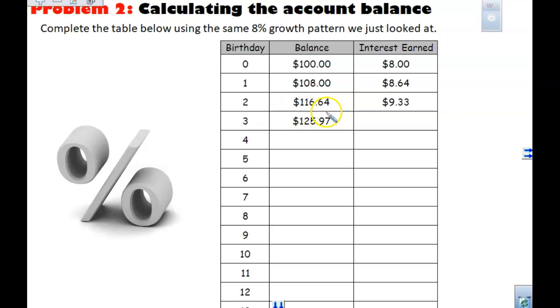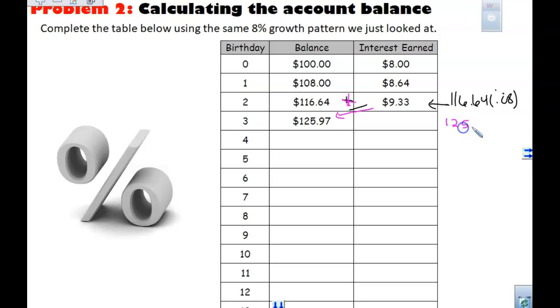So as you look at this table, we are going to be filling this in. So we are right at this point, $116.64. How did we find this amount? We took 116.64 and we took it times 0.08. So we're always taking the amount that's over here times 0.08, the 8%, to find this 9.33. Now we are going to add these two together. So if we think about that, we are now adding these two to equal 125.97.